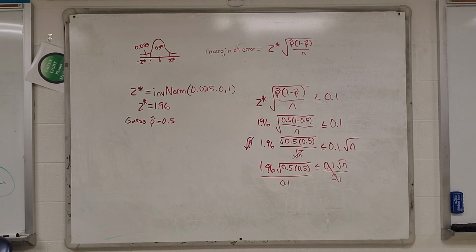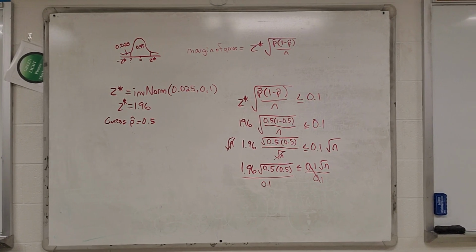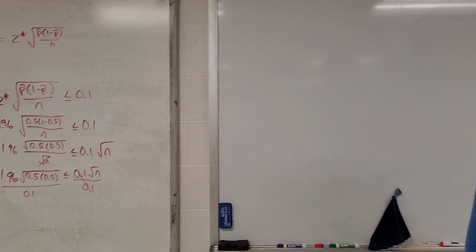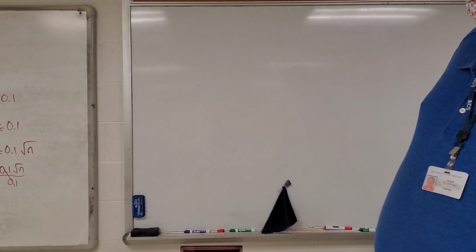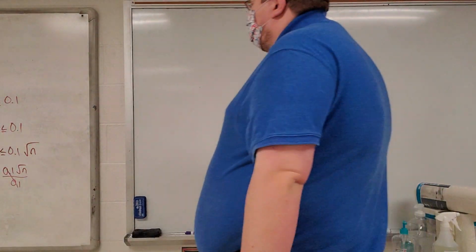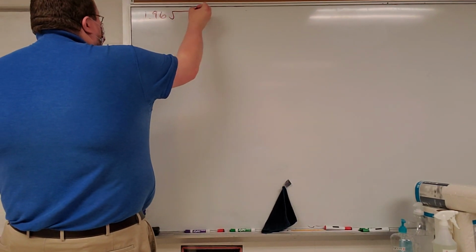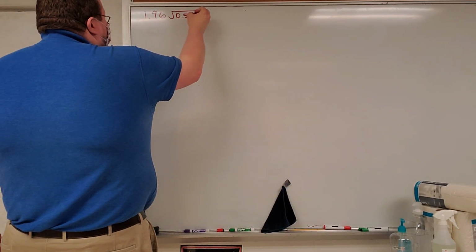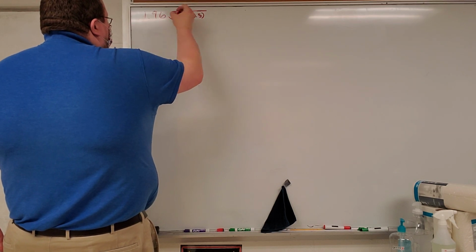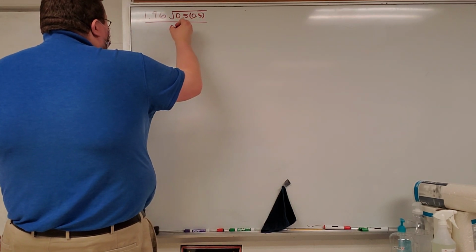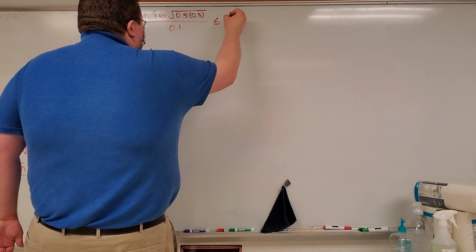Alright, so we divide by 0.1 on both sides. That's gonna get the square root of n by itself. I'm gonna move over to this board just because I've run low on room on the board there. Okay, so here's what I got. 1.96 times the square root of 0.5 times 0.5, all over 0.1, is less than or equal to the square root of n.